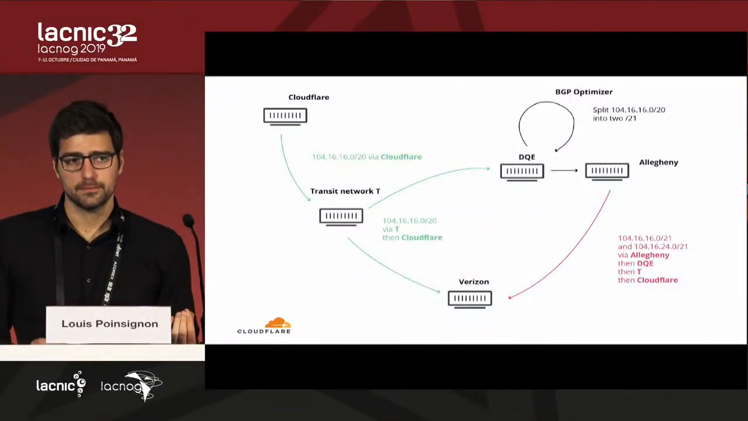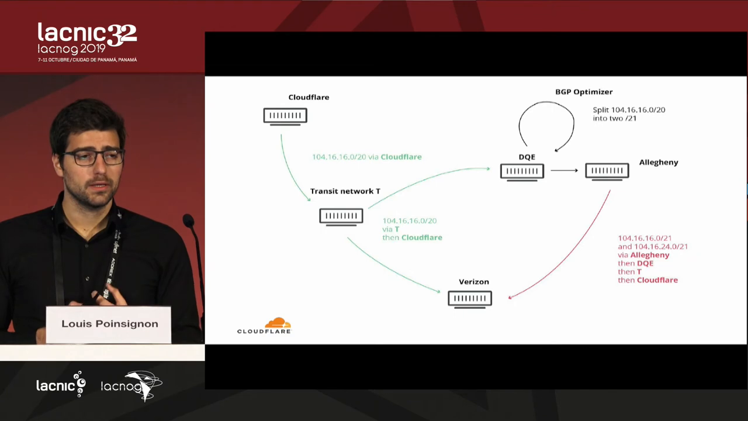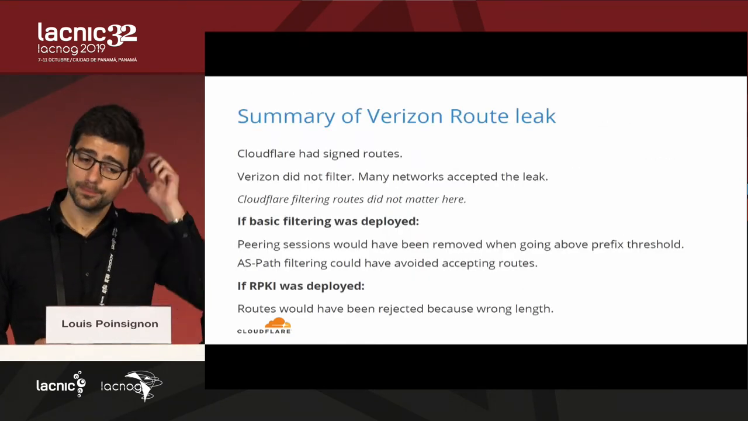This is what happened. The route from Cloudflare goes to a transit network, which is announced to the ISP, which the BGP optimizer divides. We announce a /20, and the IP is divided in two /21s, which is announced to the company, which re-announces it to Verizon. And since it's a more specific, there's no way the Cloudflare one could have taken over. Your routers will always choose the more specific. And it had the same ASN. It was just a longer AS path.